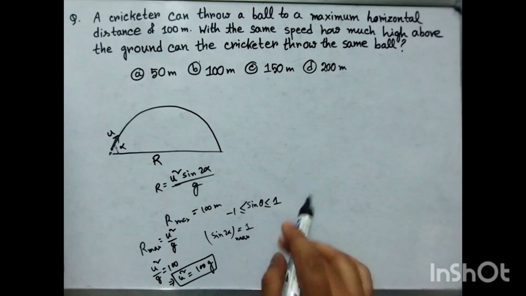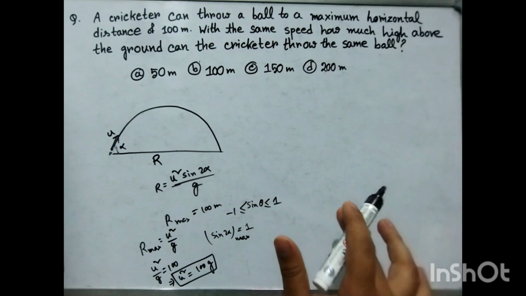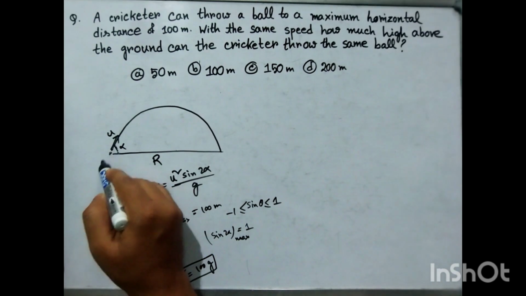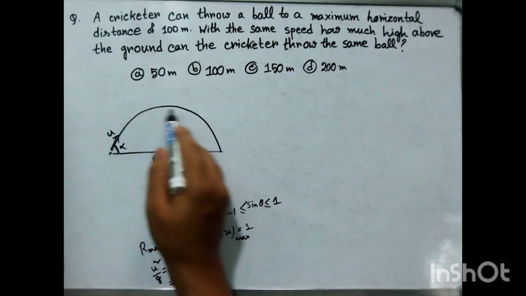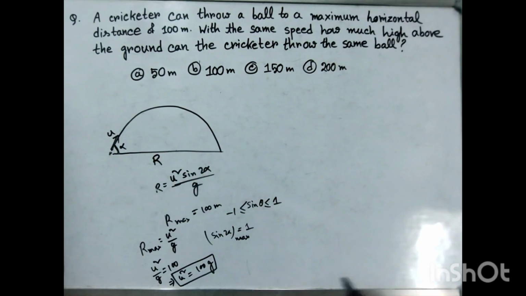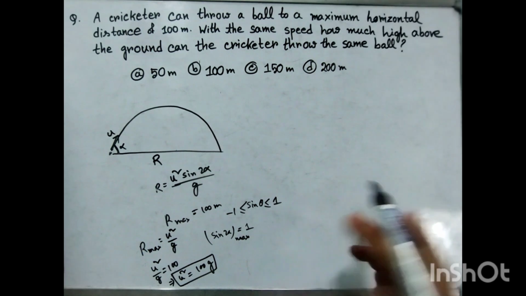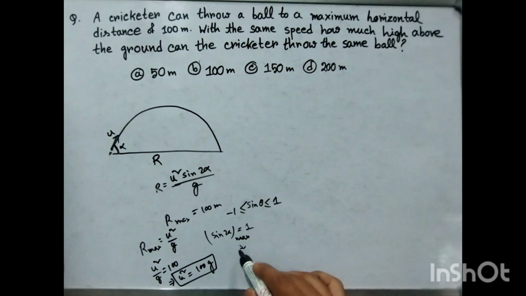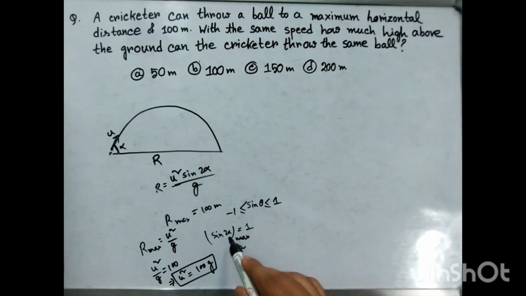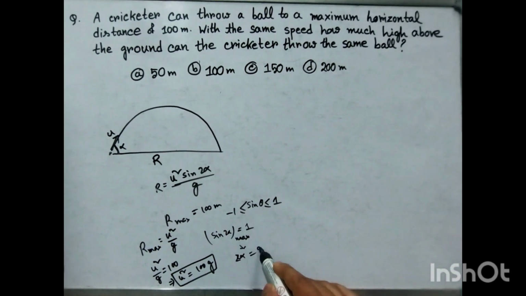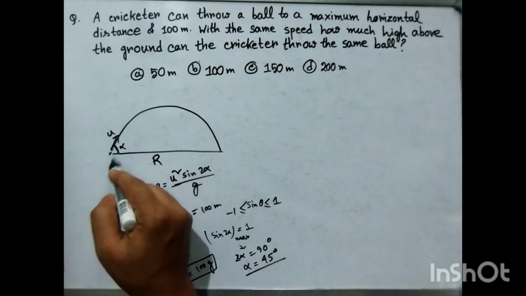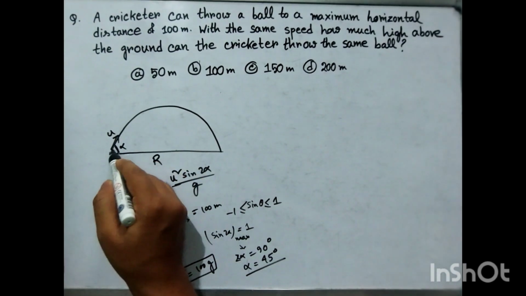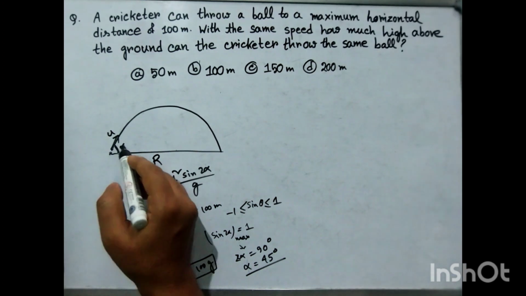Now in many questions it is also asked, for which value of alpha the horizontal range will be maximum. This is also another MCQ question. So that we can find from here, that is sine 2 alpha equal to 1. That means 2 alpha is 90 degree, that is alpha will be 45 degree.